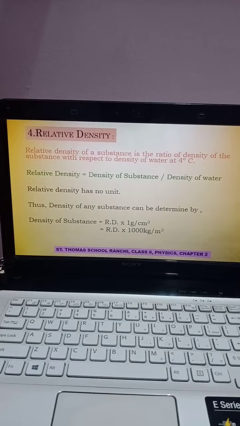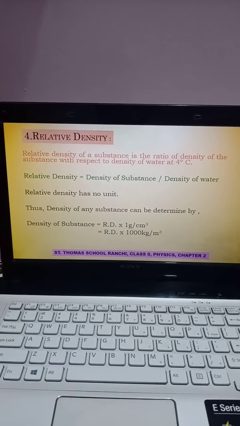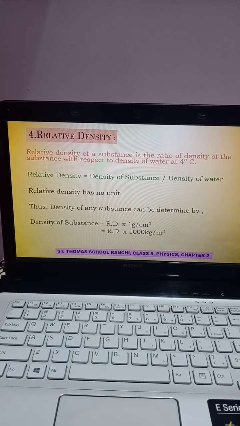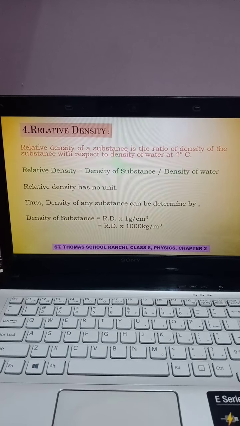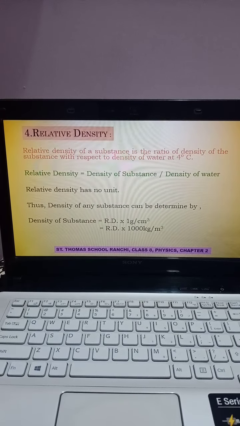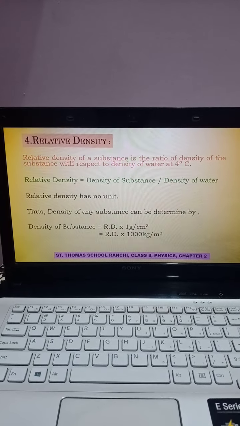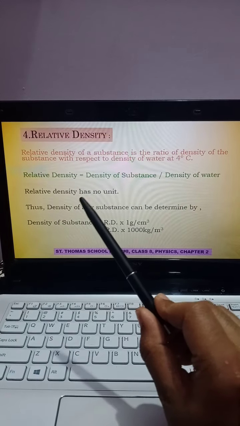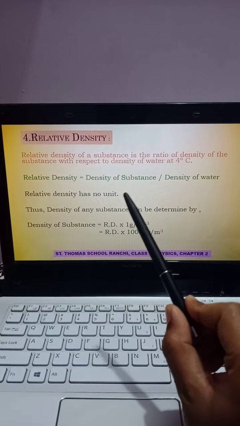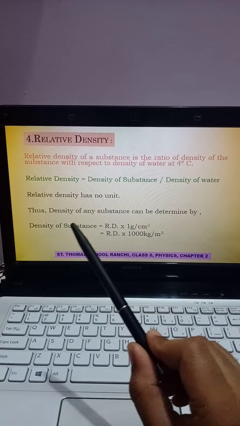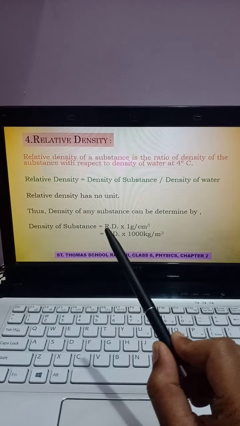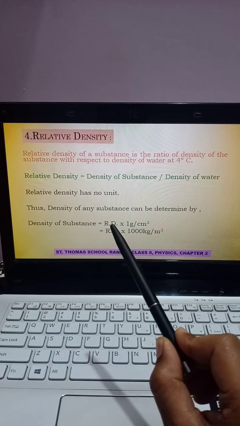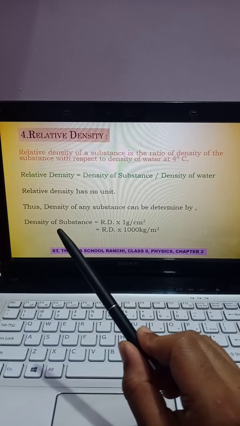Why relative density has no unit? Because density of substance is in kg per meter cube, density of water, its unit is also kg per meter cube, and both the units will cancel each other. Thus relative density is not having any unit. Now one more thing about this relative density, that with the help of this relative density we are able to also find out density of any unknown substance.